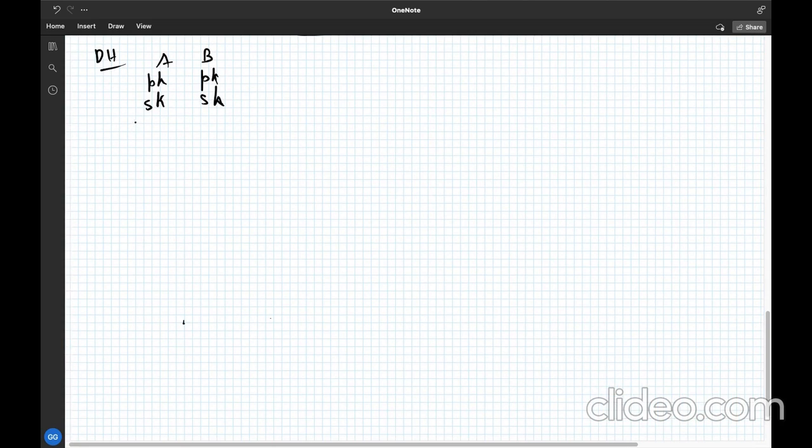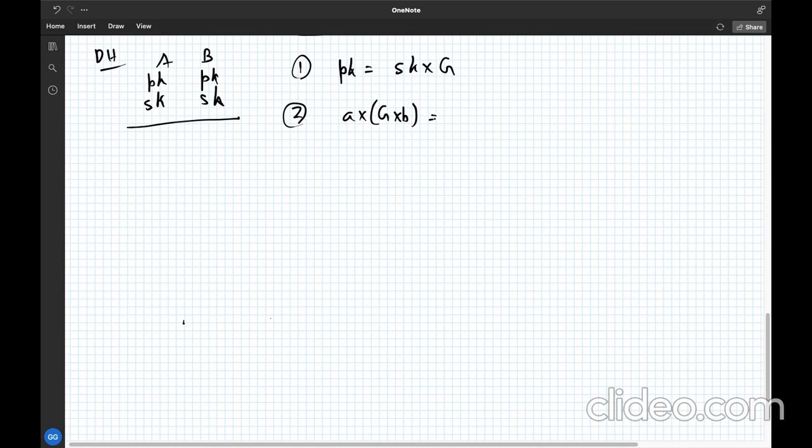Now, in order to come up with a shared secret between these two, A and B, let's look at some of the properties of the elliptical curve first. The first property is that the public key is essentially the secret key multiplied by the generator point. And the second property is A into G into B is equal to A into G into B. So we can use these two properties to come up with a shared secret between the two over an insecure channel. So how can we do that?